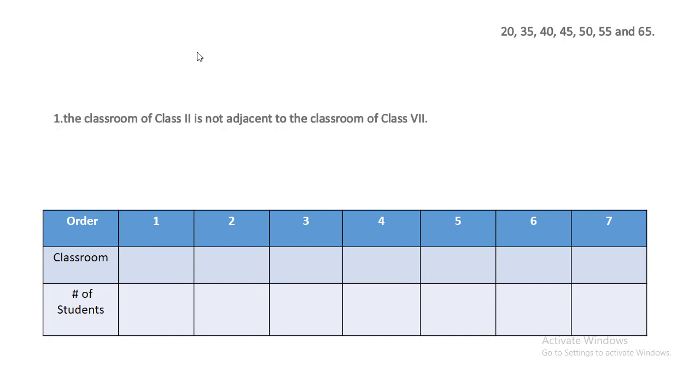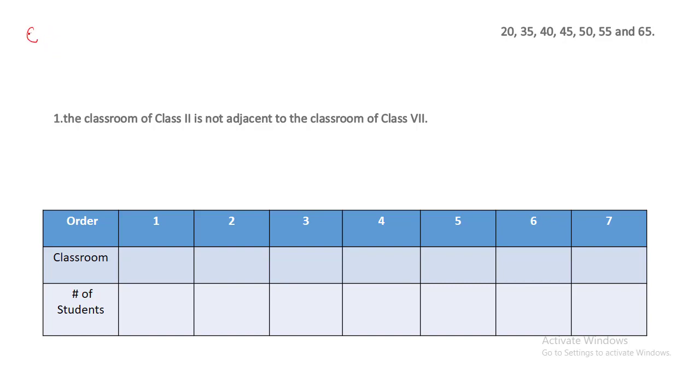So, first condition: the classroom of class 2 is not adjacent to the classroom of class 1. Now think, can we place this information in our table as of now? We don't know the position of class 1 or class 2 yet, so we cannot directly use this point in our table as of now. So we'll just try to represent this point in some pictorial format, so that we don't have to go through the conditions and read them again and again.